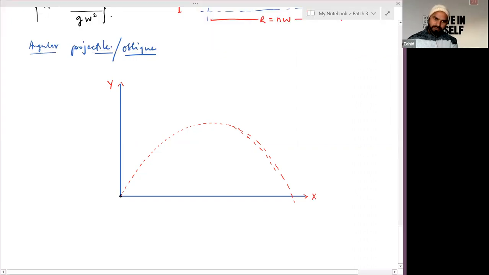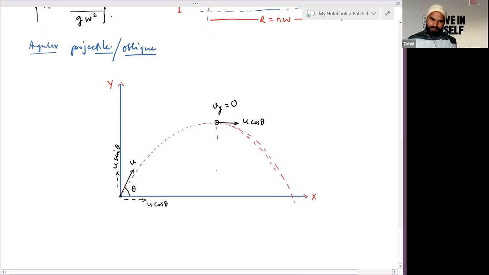Body is projected from this at some initial velocity u at inclination theta with respect to horizontal. So it will have two components. One would be along this direction, so it will be u times cos theta. And the other would be along this direction, and it should be u times sine theta. At highest point, there will be no velocity along y-axis. So it has only one component, that will be u cos theta.